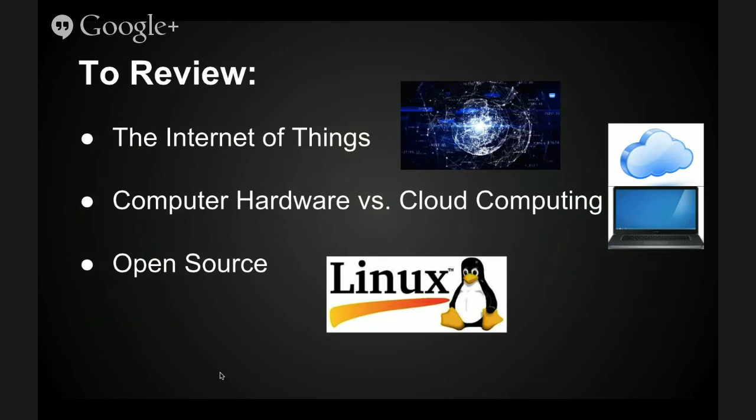So, just to review, the Internet of Things is the sharing and receiving of data over a network through devices. Computer hardware includes any physical components of a computer, while cloud computing deals directly with accessing, creating, and saving to the Internet via an offsite server. Open source is the availability of free software source codes so that they can be easily improved upon and used to create a bigger and better technological world.